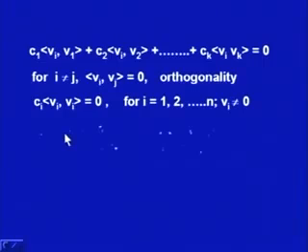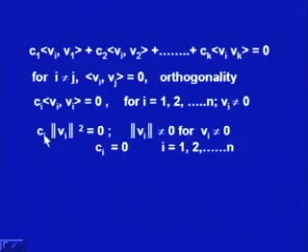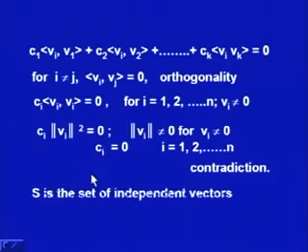So, what we can say is ci times vi comma vi, which is norm of vi square, and this is not 0. So, that means ci is equal to 0, and this is a contradiction. We have said that there are non-zero ci's, that is why a dependent relationship is formed, but we have arrived at a contradiction. That simply means that the vectors are linearly independent. So, that proves the result. So, S is a set of independent vectors. If the set S consists of orthogonal vectors, then this set is actually a set of independent vectors. So, this is an important result.